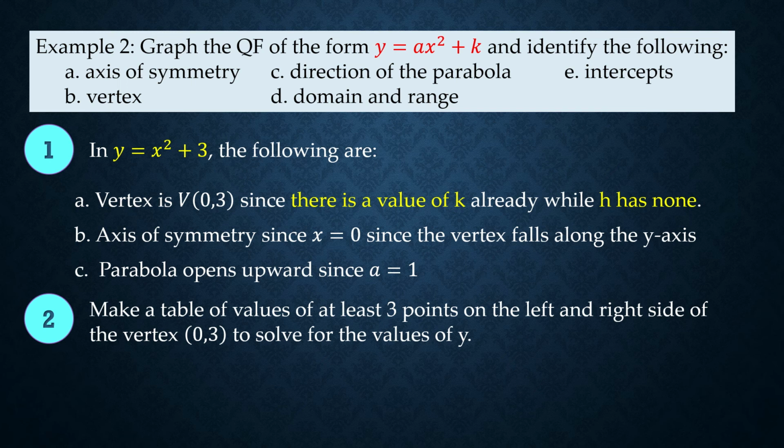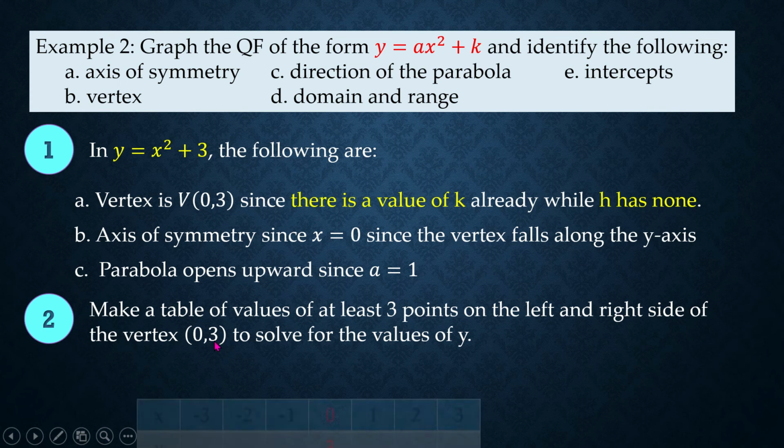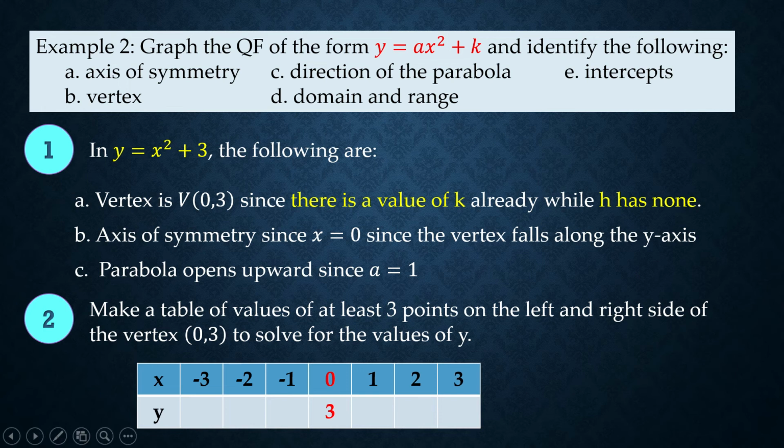Next step. We'll make a table of values of at least 3 points on the left and right side of the vertex. So atong vertex is (0, 3), no? To solve for the values of y. So ang values sa x ani kay 0, ang y kay positive 3. So unsa man mga number nga tulo ka number to the right of 0, parehas ra sa example number 1: 1, 2, and 3. The numbers to the left of 0: negative 1, negative 2, negative 3. Then gibutangan na nato ang value sa y kay mao man yung vertex, no? (0, 3). So we will solve for the values of y when x is positive 1, 2, 3, and negative 1, negative 2, negative 3.